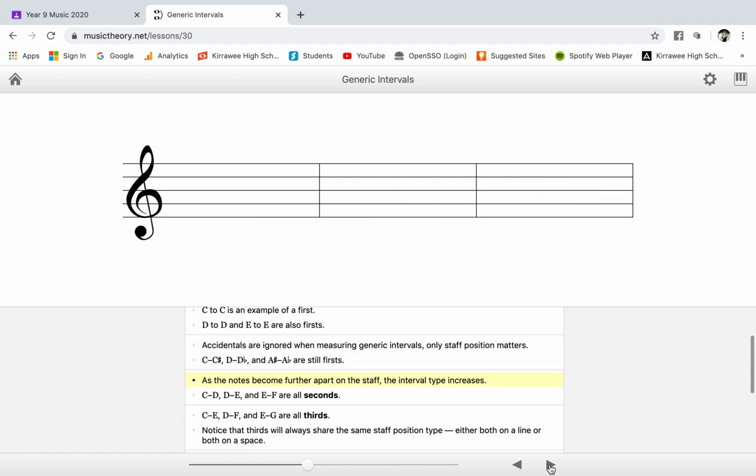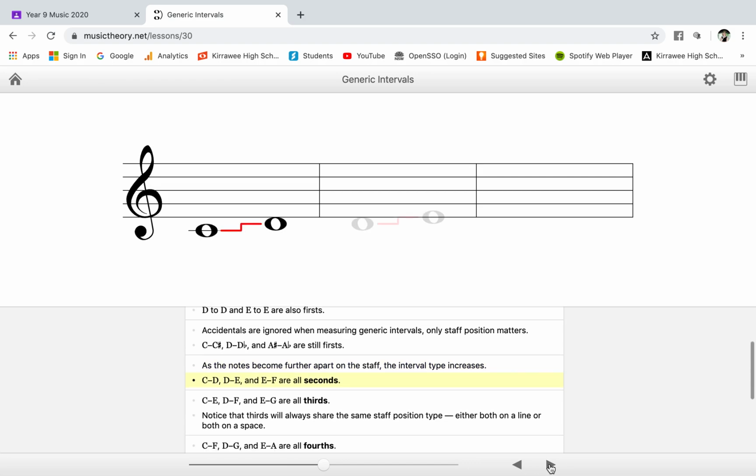As the notes become further apart, the interval type increases. So this is a second. So you can see that that is C, and we move to D. So there's two notes, C and D. So that is what we call an interval of a second.